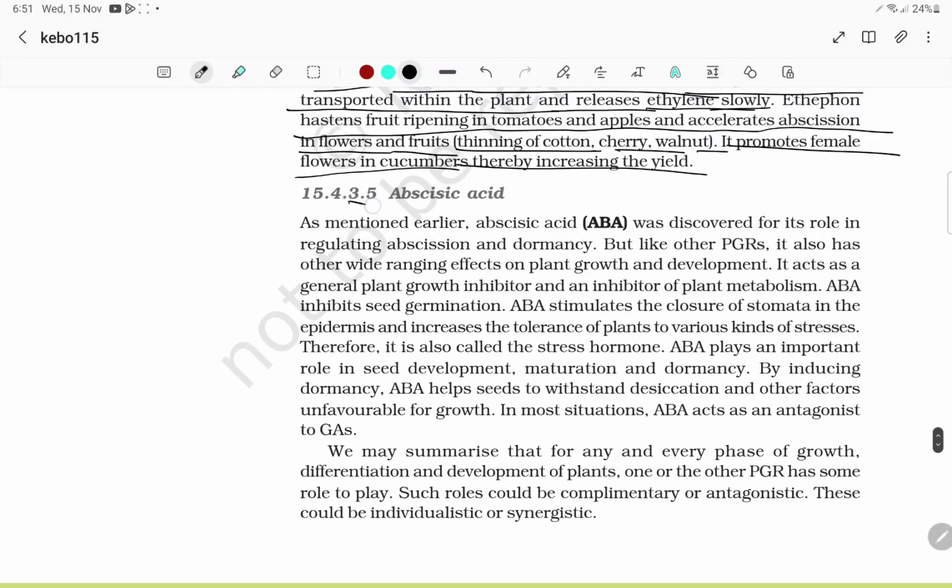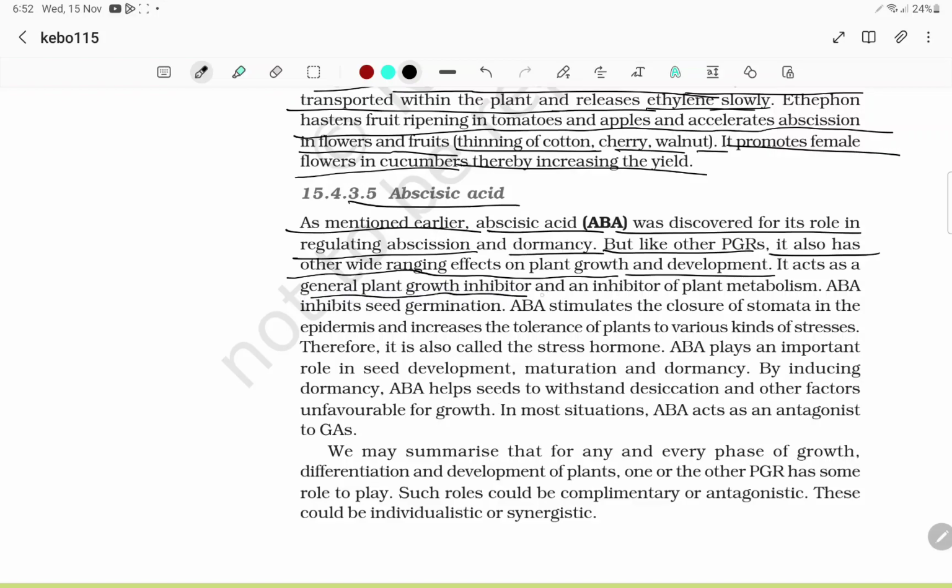And next, finally, abscisic acid. As mentioned earlier, abscisic acid was discovered for its role in regulating abscission and dormancy. But like other PGRs, it also has other wide-ranging effects on plant growth as well as on development. It acts as a general plant growth inhibitor and inhibitor of plant metabolism. Abscisic acid inhibits the seed germination. Ethylene promotes the seed germination. Abscisic acid will inhibit the seed germination.